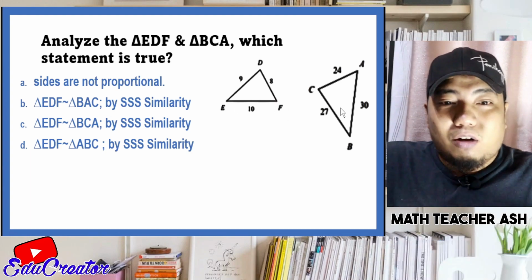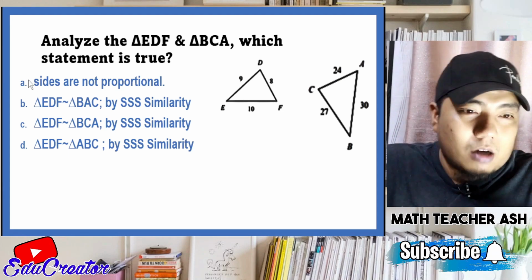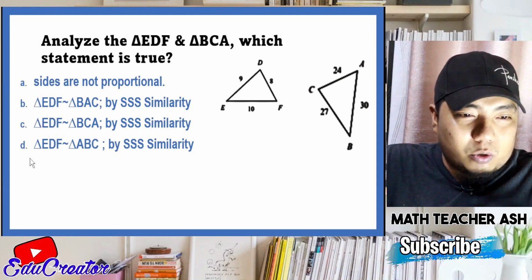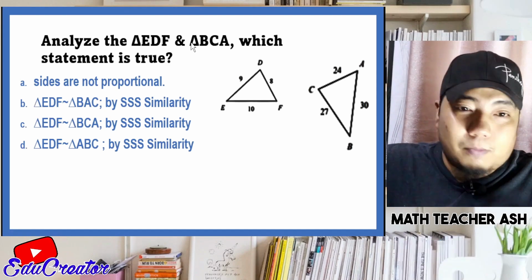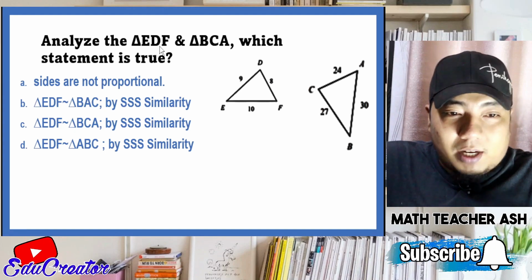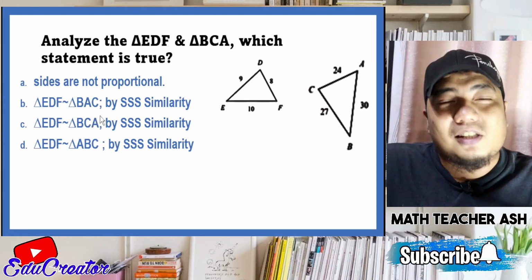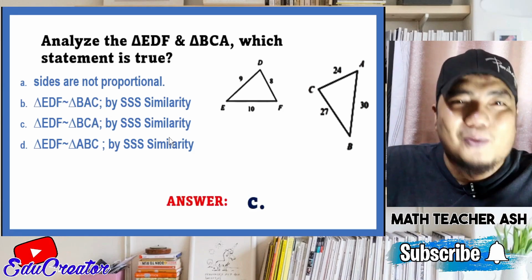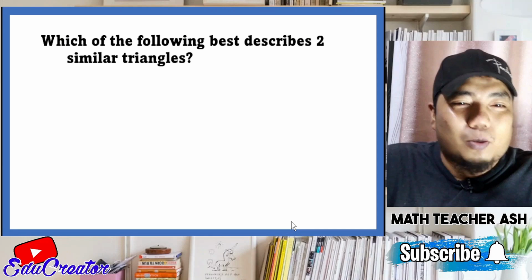So all of the given sides are proportional. So letter A is wrong. So we only have these three choices here. However, it is already given by the definition or the statement in our problem: triangle EDF and triangle BCA. So EDF and BCA. Therefore, letter C is our correct answer. Okay, we are correct, my dear math learners. So now let us go to the next question.